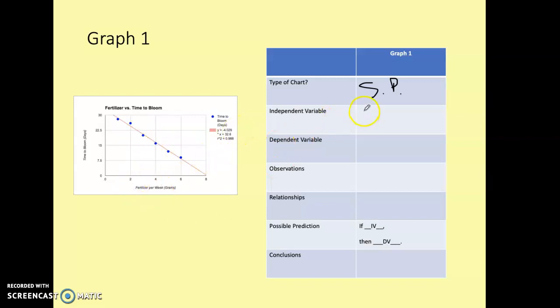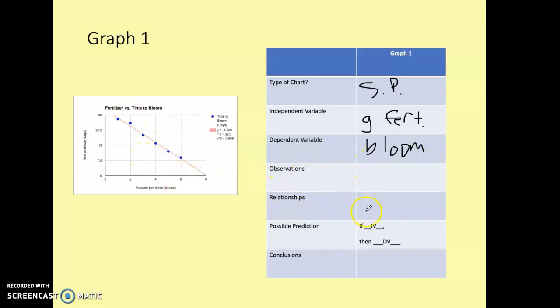Independent variable, this is grams of fertilizer. That's the thing on the x-axis. That's what I'm changing. What I'm measuring is time to bloom. I'm just gonna put bloom just because it takes less time. Observations. What are the things that we could see?